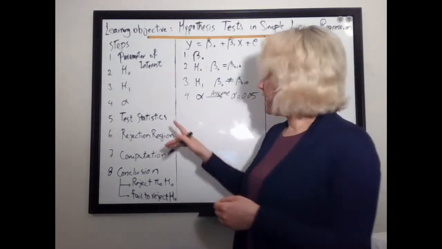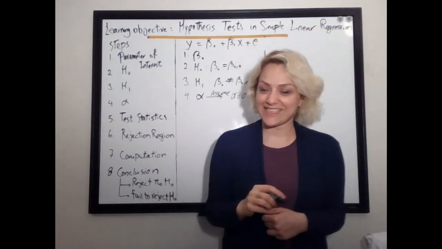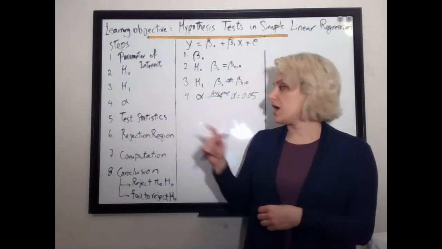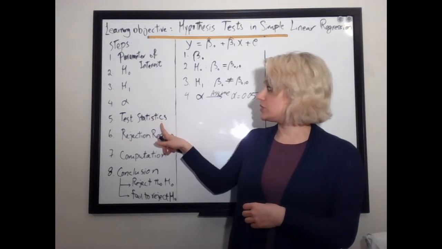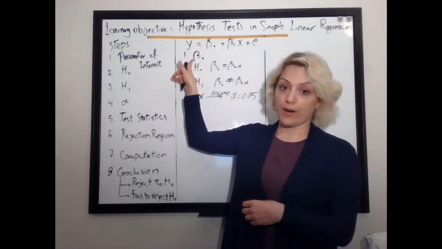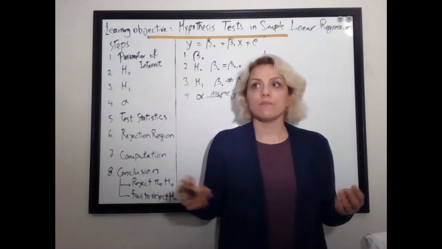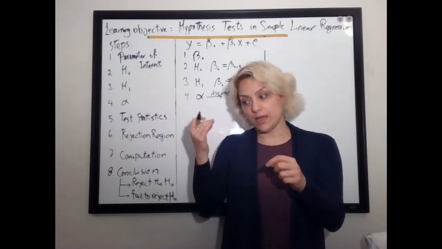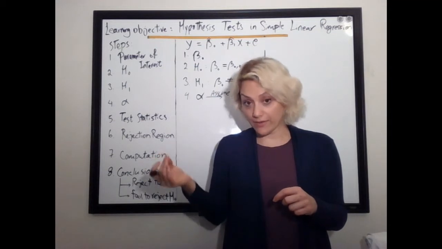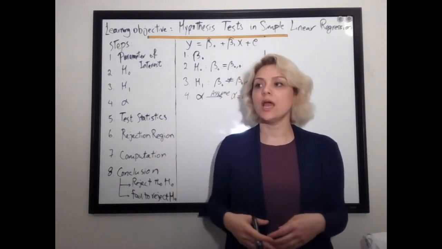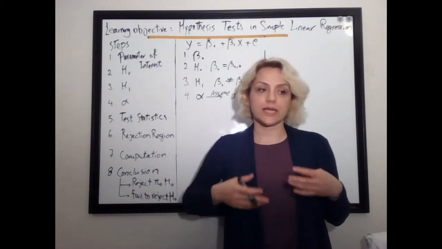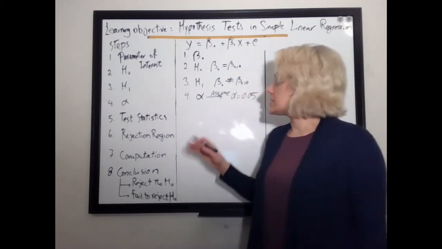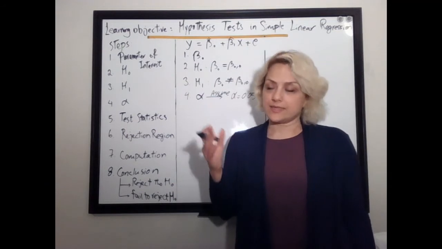And then the next one is the test statistic. Whenever we work with a test statistic, we need to see what our parameter of interest is. For example, when our parameter of interest was the mean and we knew the variance of the population, our test statistic was x bar minus mu divided by the standard error of it, and it was z in that case.